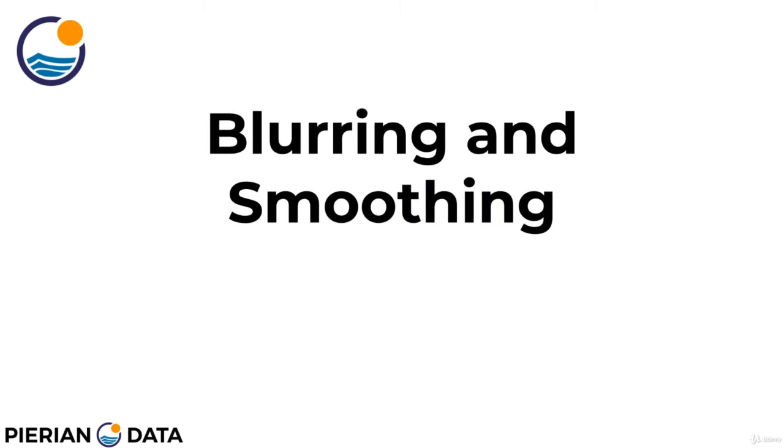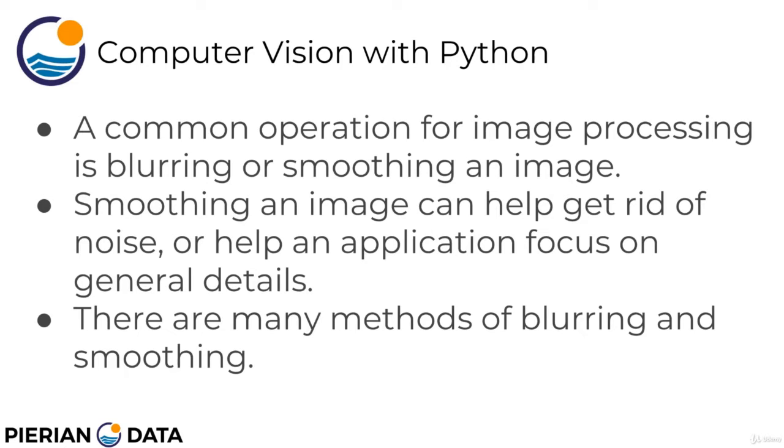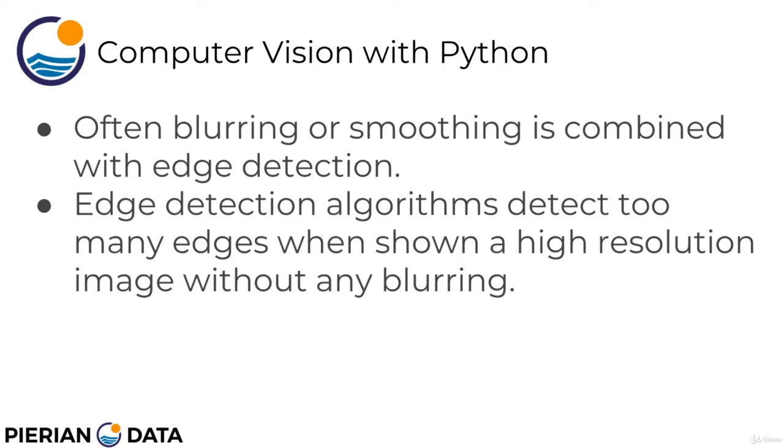Welcome back. In this series of lectures, we're going to talk about blurring and smoothing images. A common operation for image processing is blurring or smoothing an image, and smoothing an image can help get rid of noise, or help a computer vision application focus on general details. Keep in mind there are many methods of blurring and smoothing, and we're going to go over quite a few of them. Now, often blurring and smoothing is combined with edge detection.